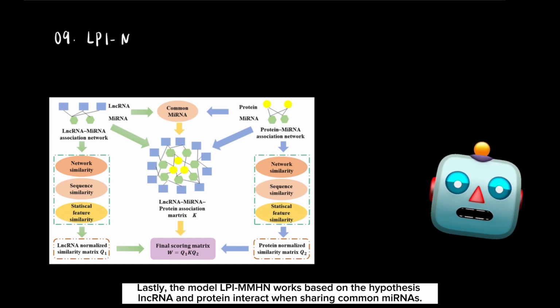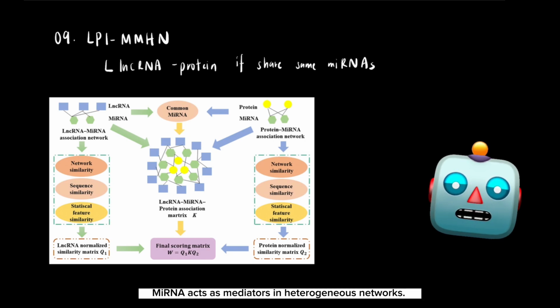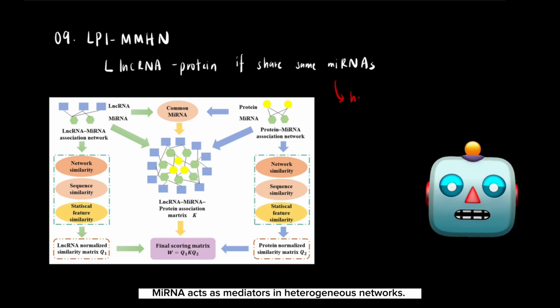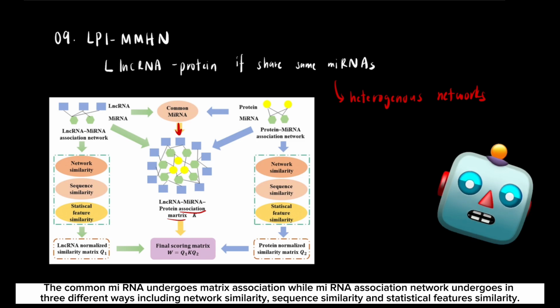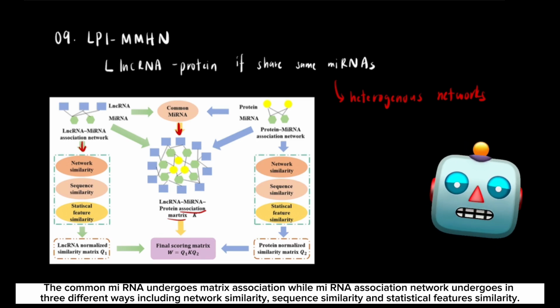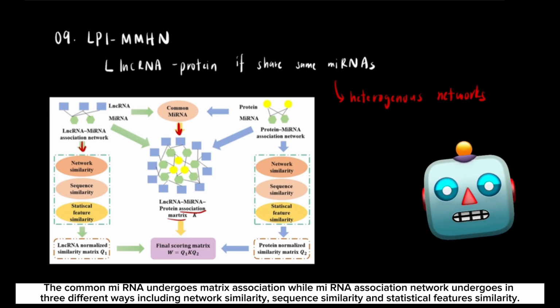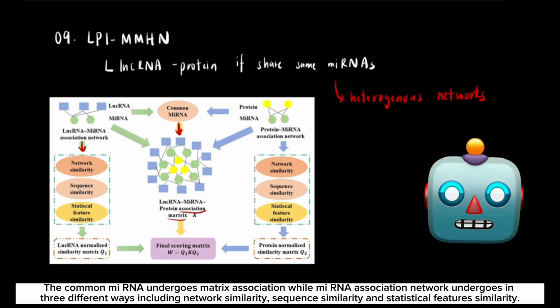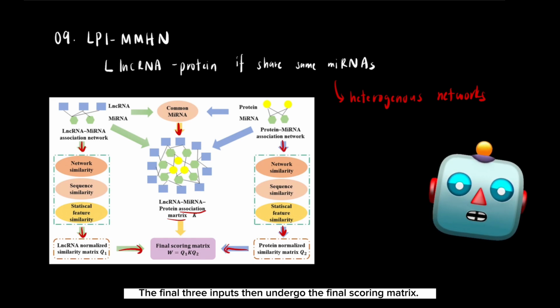Lastly, the model LPI-MMHN works based on the hypothesis that ncRNA and protein interact when sharing common mRNAs. mRNA acts as mediators in heterogeneous networks. The common mRNA undergoes matrix association, while the mRNA association network undergoes 3 different ways, including network similarity, sequence similarity, and statistical features similarity. The final 3 inputs then undergo the final scoring matrix.